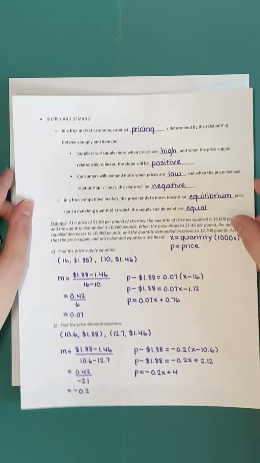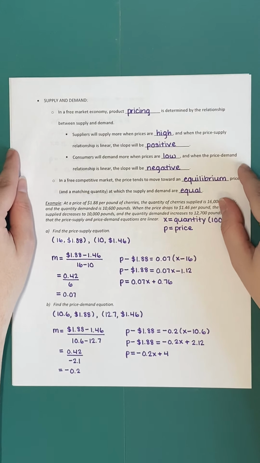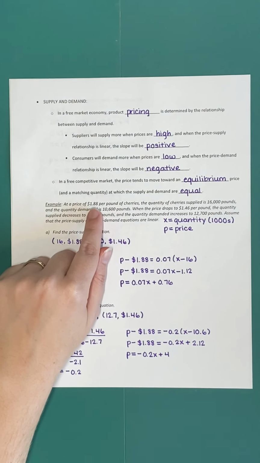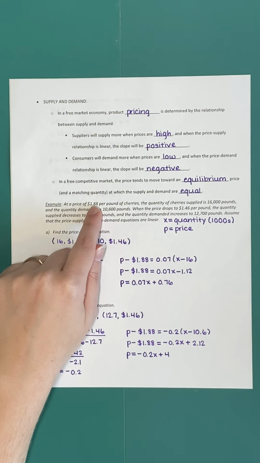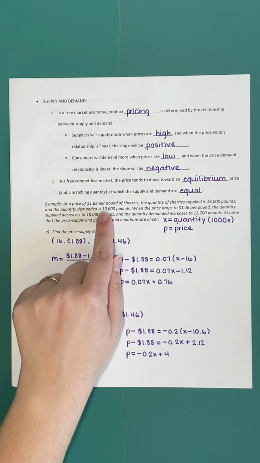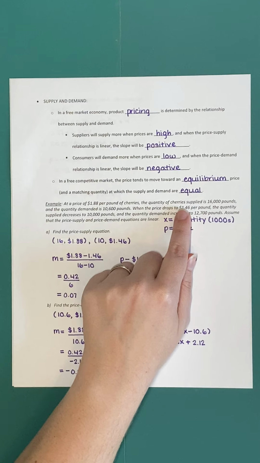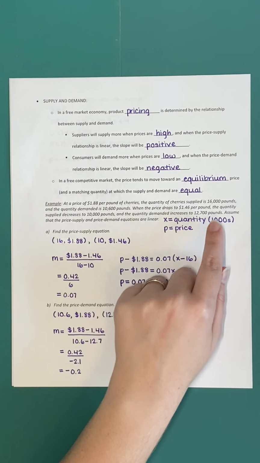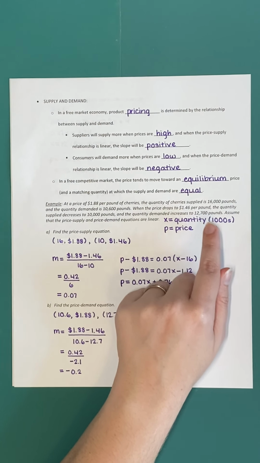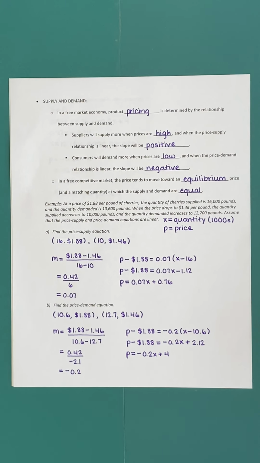And if we go back to the original problem statement, remember $1.88 was too high because there was more supplied than people were willing to buy, but $1.46 was too low because there's less supplied than people are willing to buy. So people want more than is on the market. So $1.60 is going to be the sweet spot there in the middle between these two values.